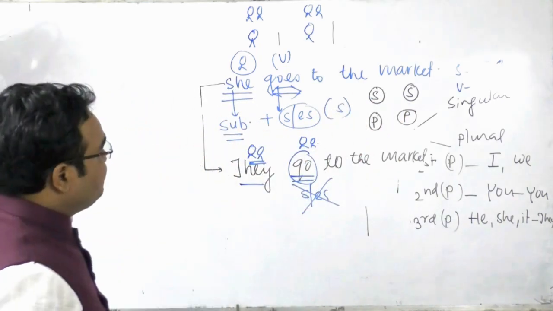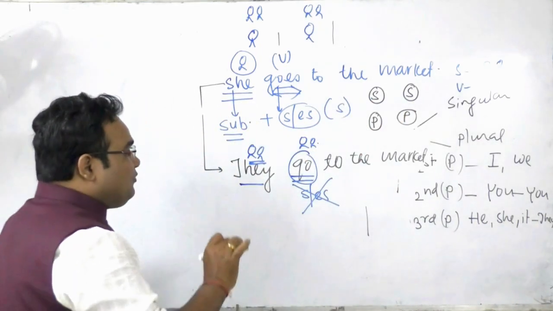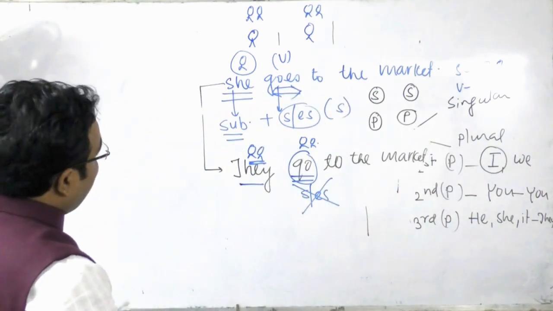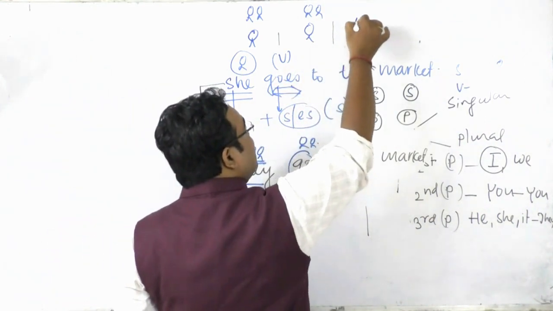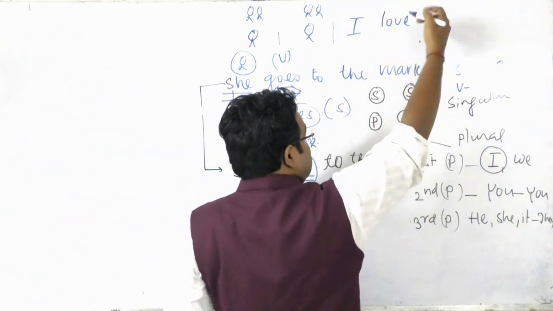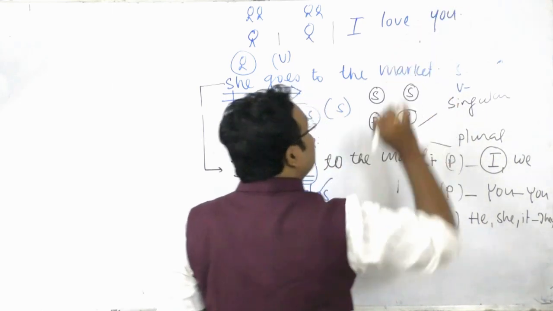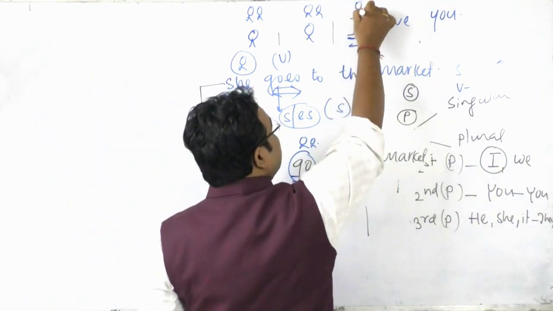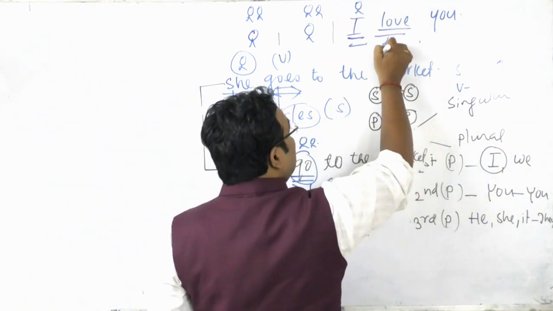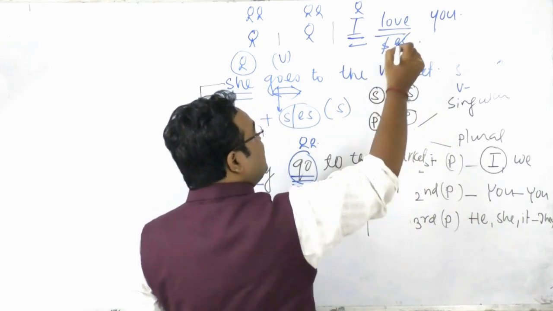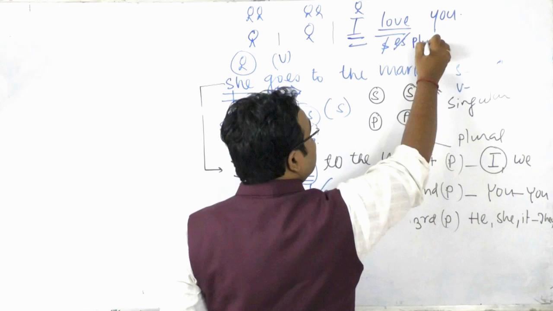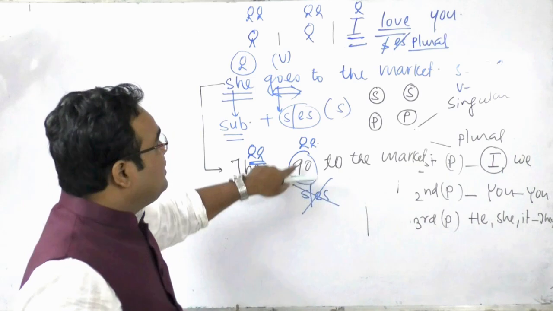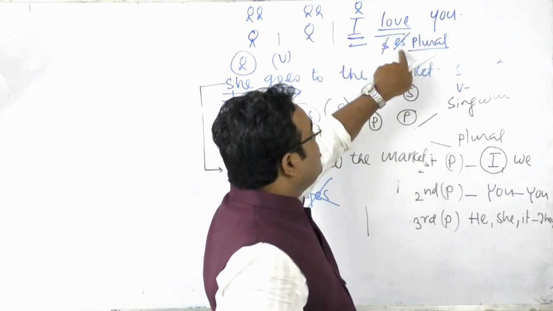It is only not following with the first person singular number, that is I. Often we say, in every movie or everywhere you see or say, I love you. So in that case you see, I is singular, but the verb is without s or es. Just now we have read that a verb without s or es is plural. So that is why love without s or es is what?